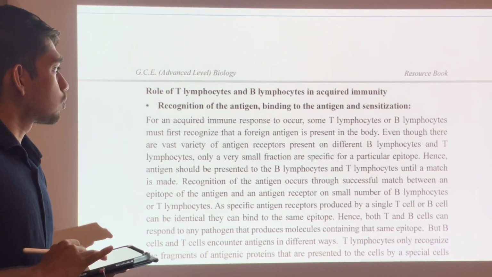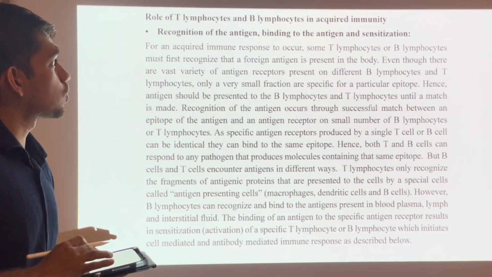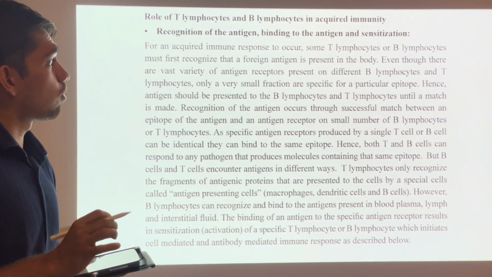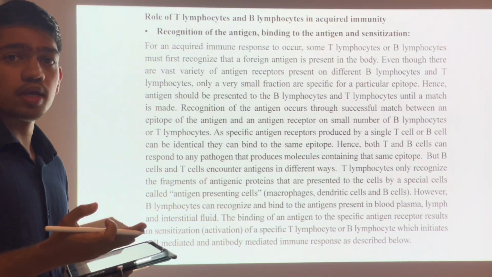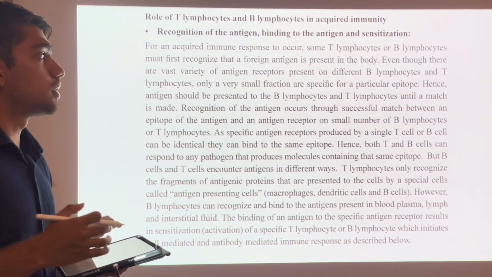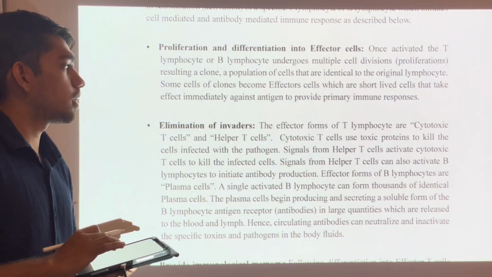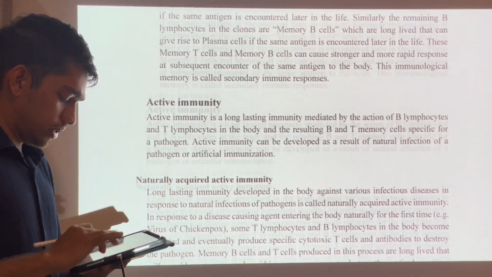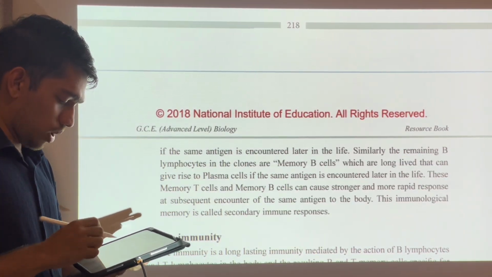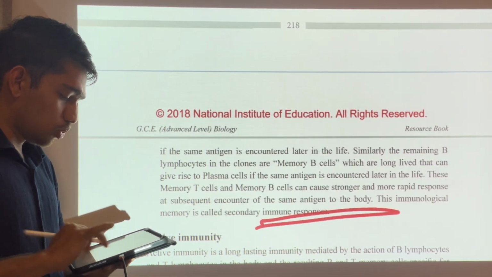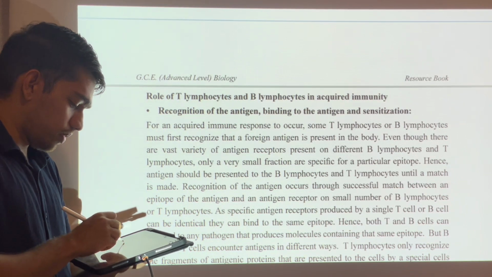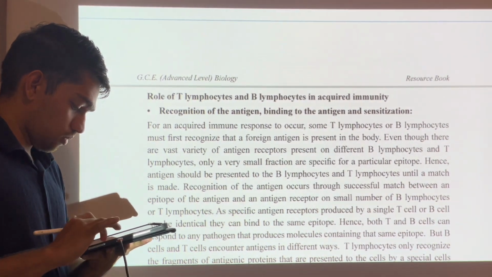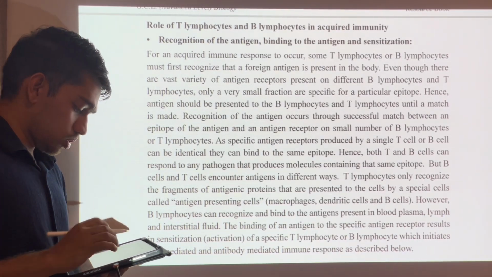Now we come to the story form of how, from the first moment a pathogen enters the body until it is entirely eliminated and the body is completely defended, we are going to learn as a story. Up to here we have that, and it could be an essay: the role of T lymphocytes and B lymphocytes in acquired immunity. Okay, let's first go through the resource.